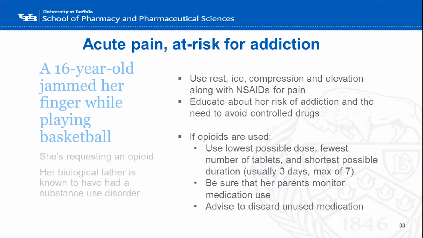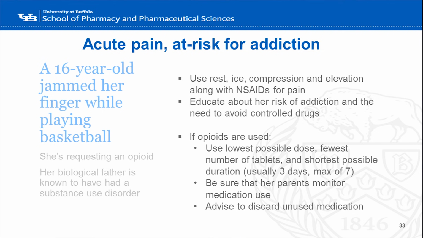This patient has acute pain and is at risk for addiction. So use the usual rest, ice, compression, elevation, along with NSAIDs for pain. Educate this patient about her risk for an addiction and the need to avoid controlled drugs, given her father's history. The fact that she's also asking specifically for a specific medication tells you that she's familiar now with these drugs.